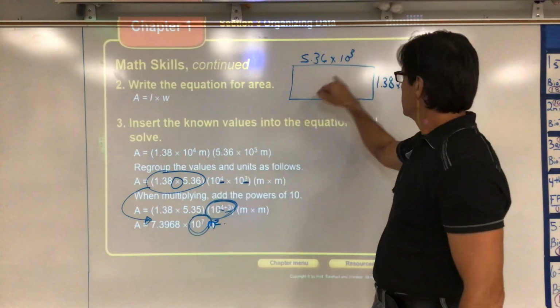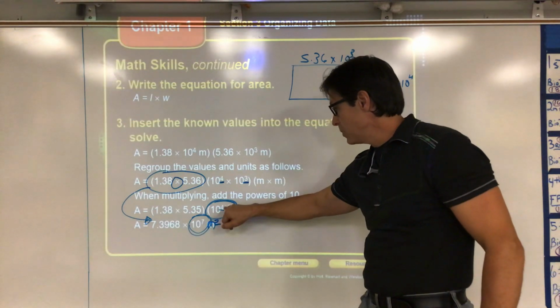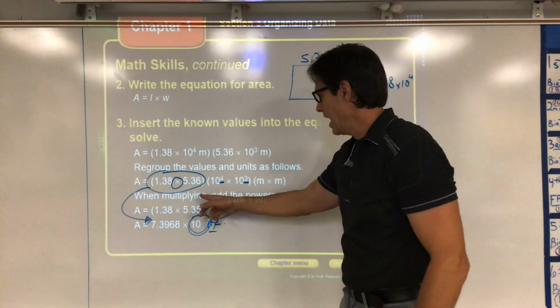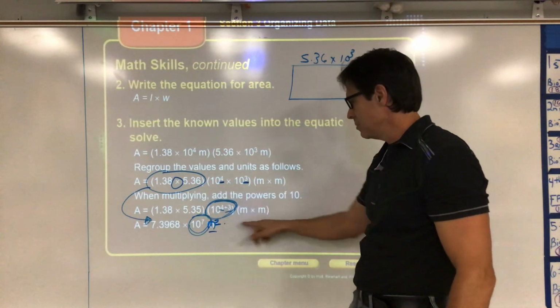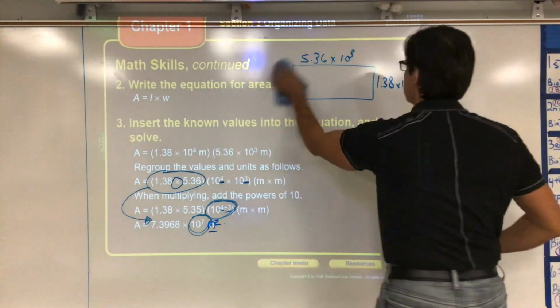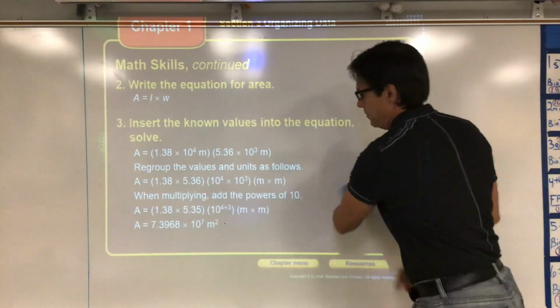Then the two exponents, 10 to the 3rd and 10 to the 4th, I just add the little exponents, 4 plus 3, that's where I got 10 to the 7th, and then it's m squared because I had meters and meters. M times m is m squared. All right, so that was the sample problem in the notes.